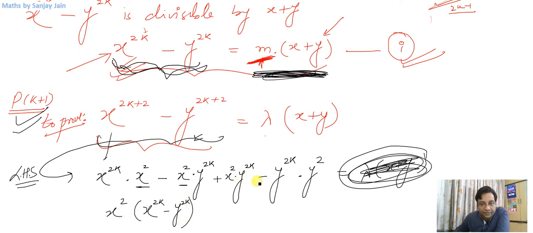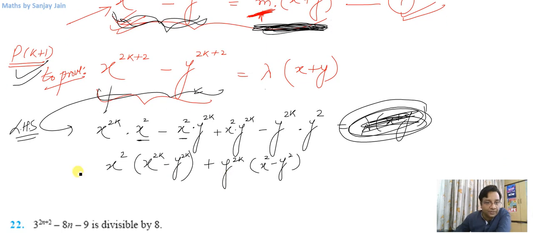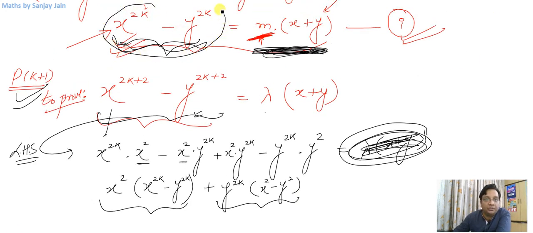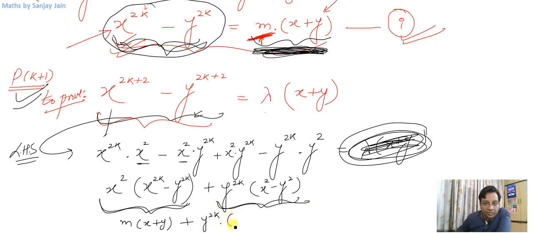And if I take y raised to power 2k common from here, I'll have x squared minus y squared here. So this is my first term, and this is the second term that I've got. Now see, I've got value for this x raised to power 2k minus y raised to power 2k, which is m into x plus y. So this first term can be written as m into x plus y. And if you notice this second term, I can write it as y raised to power 2k into x minus y into x plus y.